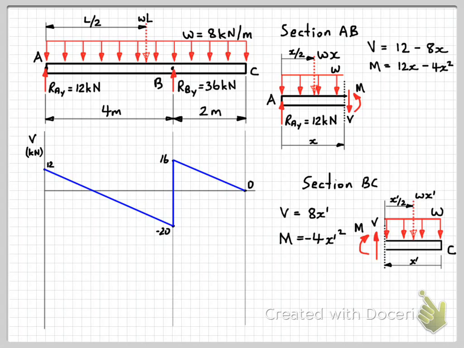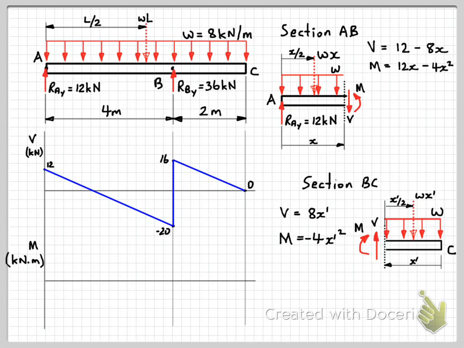Just note here that we have a step change in the shear force diagram because we have a force here of 36 kilonewtons. So what we should expect to see in our shear force diagram is a step change of 36 kilonewtons, which is what we've got here. So minus 20 up to 16 is a step change of 36.